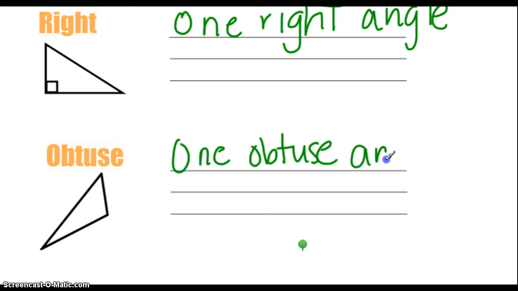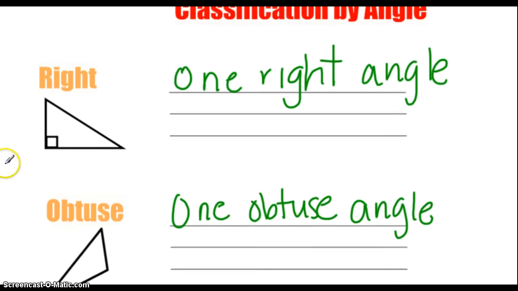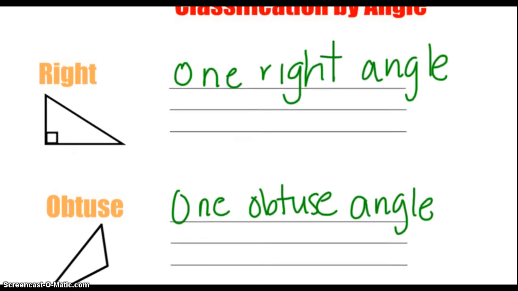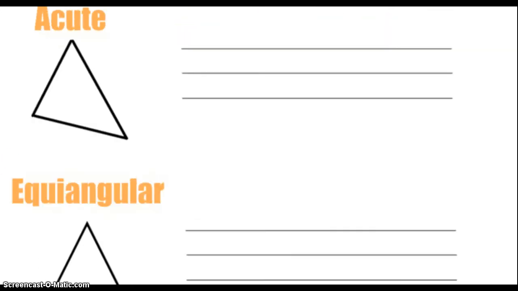Again, the same rules apply. If this was greater than 90, let's say 91, and this was 91, 91 and 91 is larger than 180 degrees. So it is impossible to have two obtuse angles. So that's why you just have to double check that if it has one right angle, it's right. If it has one obtuse angle, it's obtuse.